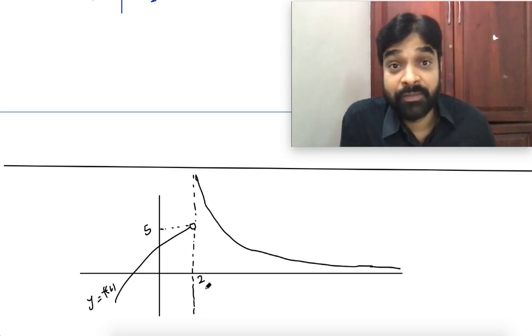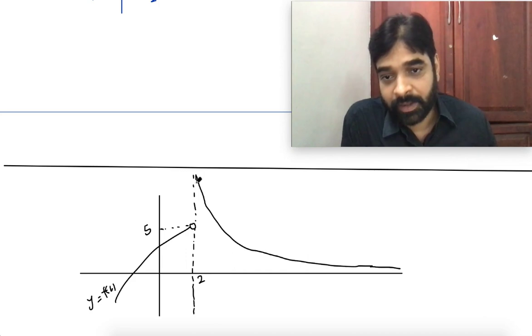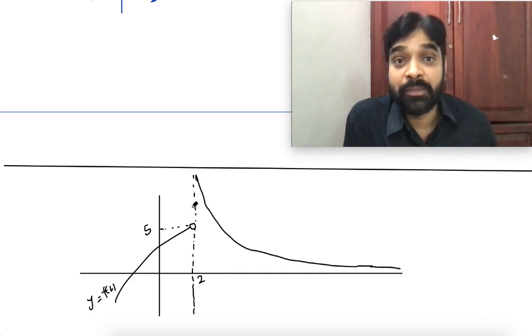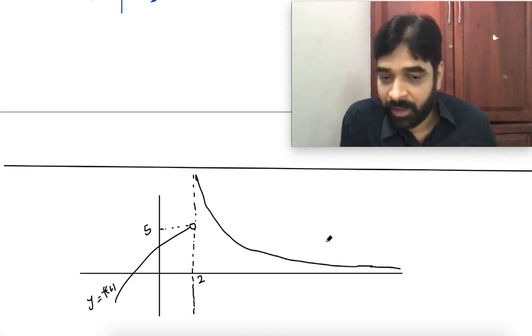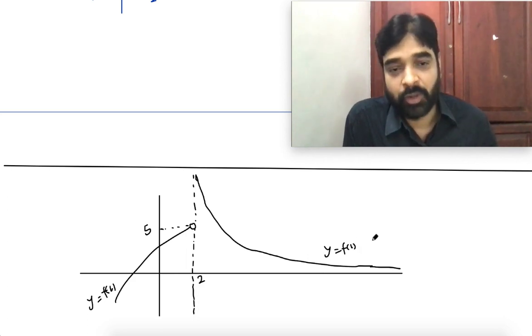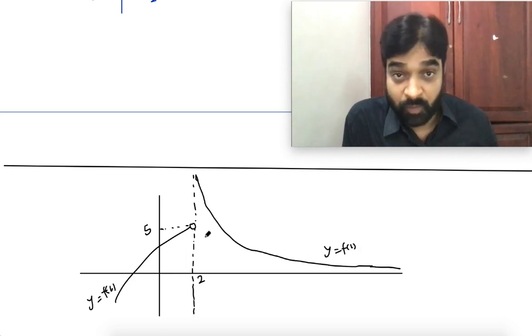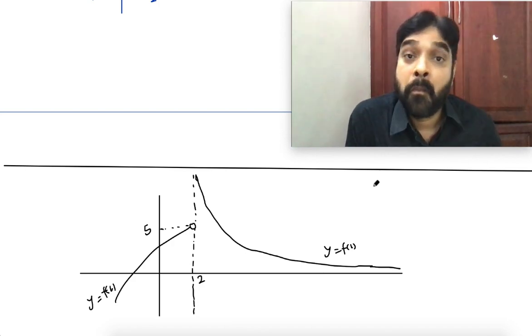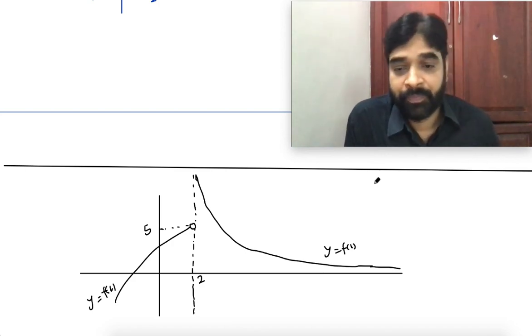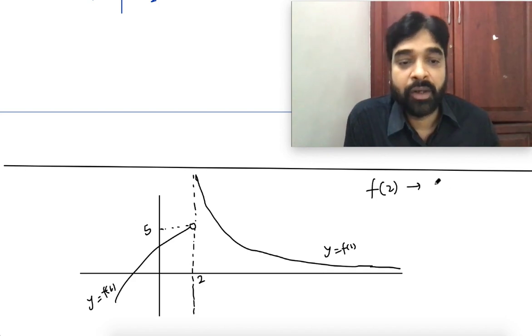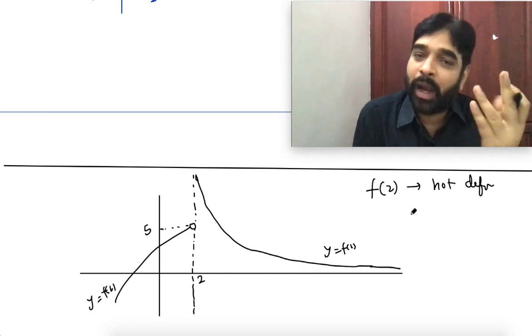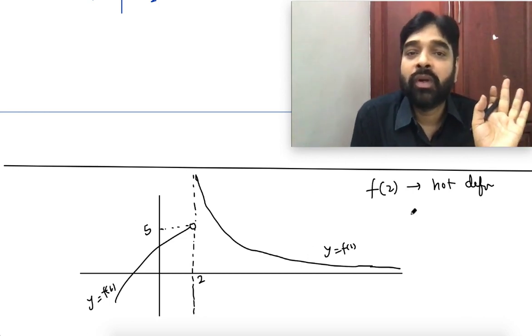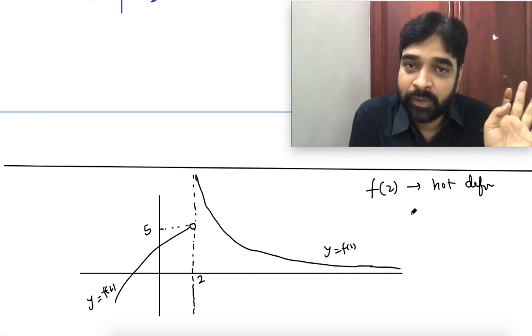Can you visualize the graph? This is going up to infinity because these are asymptotes. Graph of y equal to f(x). Let's start one by one. What is f of 2? Not defined. Graph says at 2 I don't have any value.